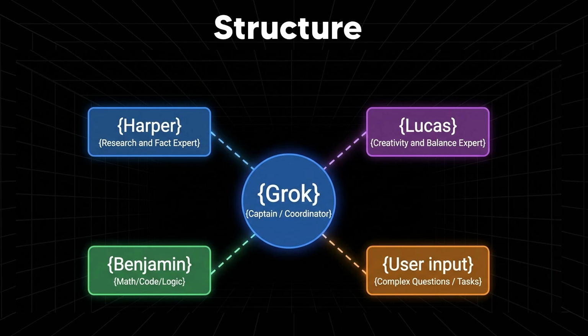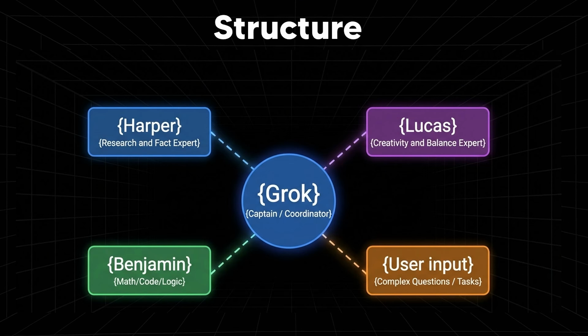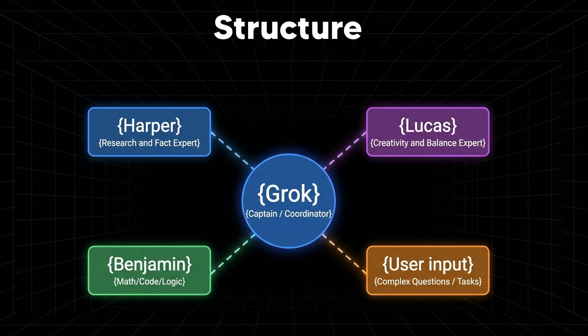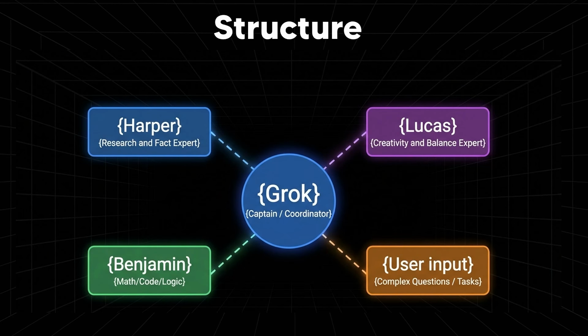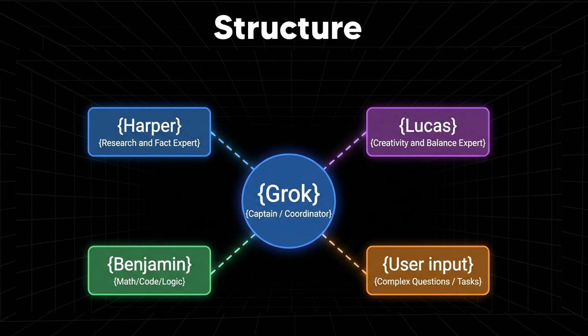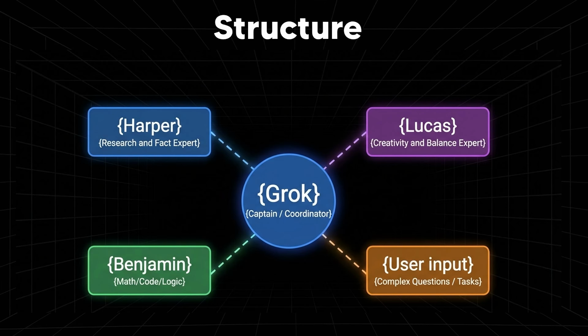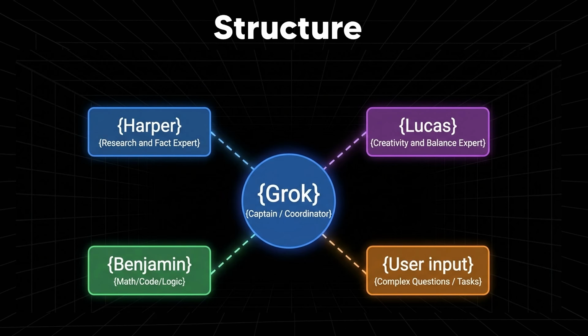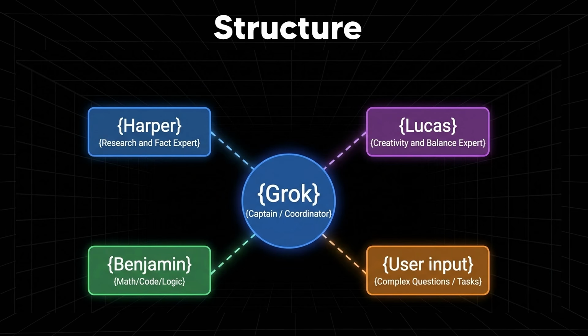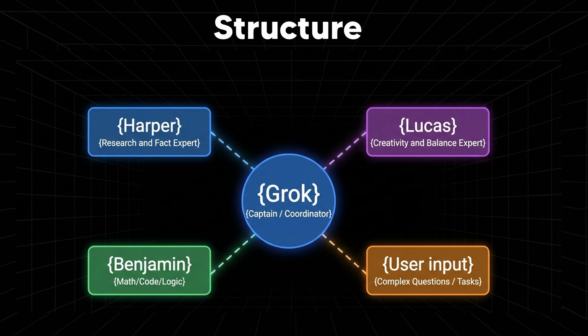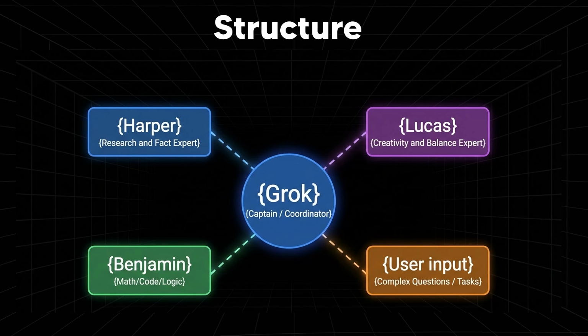The number one agent that we have here is Captain Grok. This is essentially the coordinator who will tell the agents what to do. This is of course one of the most important things, and you'll see how that impacts us later in prompting. Harper is usually the research and fact expert. Lucas is the creativity and balance, and Benjamin is the one with the math, code, and logic. And so that makes up all of the 4 AI agents. Now, it's important to know how to structure your prompt so that you can actually get the best out of all of these agents when they collaborate. And I'll show you some clear examples after testing for hours on end, how you can actually do that.